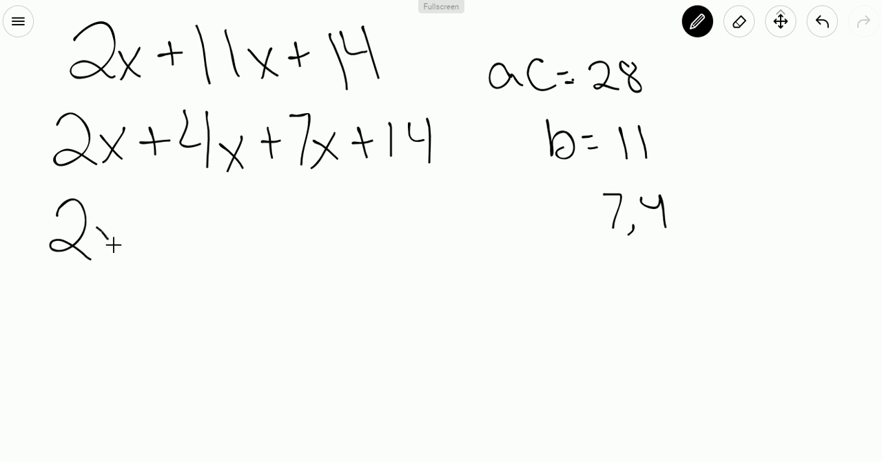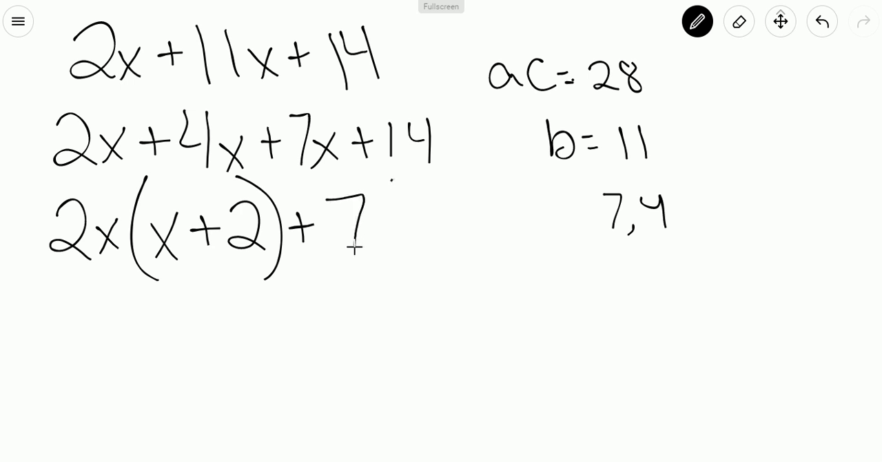So I'm going to write 2x times x plus 2. Okay, so this is still positive, so it's going to be a plus. Now the next set, I'm going to pull out that 7 and then multiply it by x plus 2.